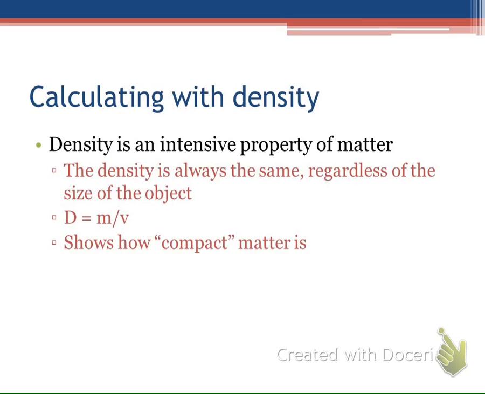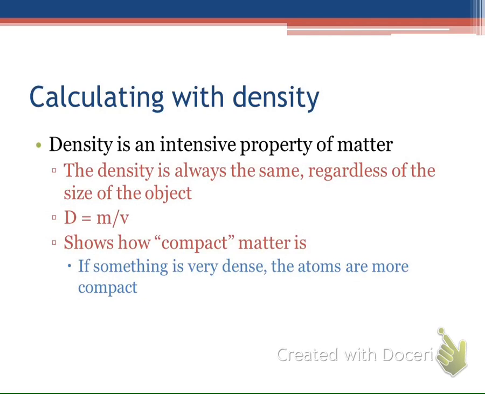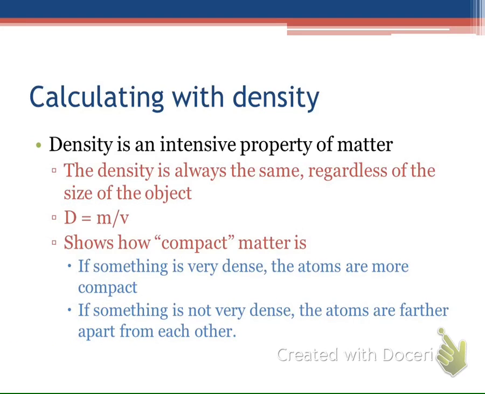Density essentially shows us how compact matter is. I know that's probably not the scientific term, but that's essentially what density is, and density is difficult to describe, so this is the best way I can think of to describe it. It tells us how compact the matter is. If something has a high density, those atoms are close together. There's not much air between each atom. If something is not very dense, atoms are farther apart. They have some more space, some more room to breathe. That's basically how we're looking at density.